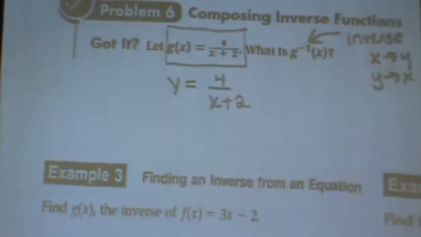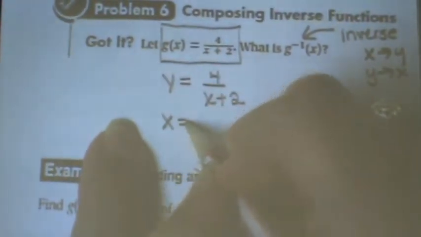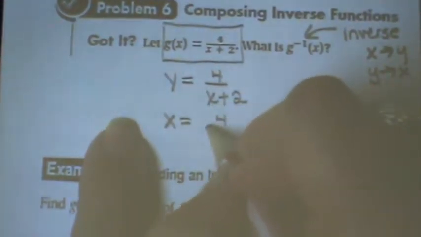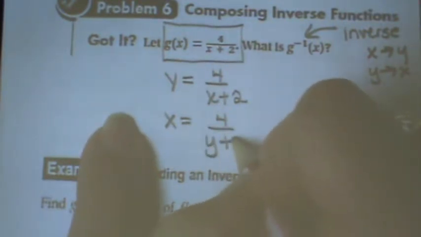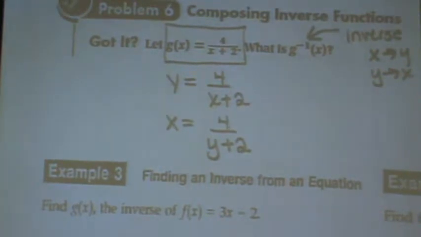So you start off like that. And then what you do is wherever you see your y, you put an x, and wherever you see your x, you put a y. Now, how do you get y by itself?